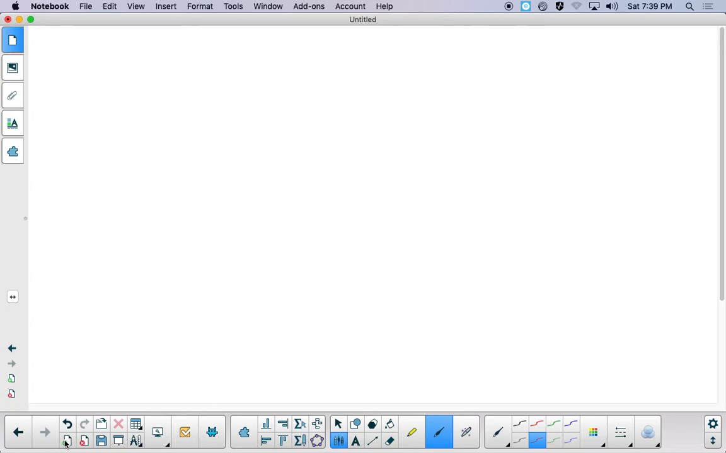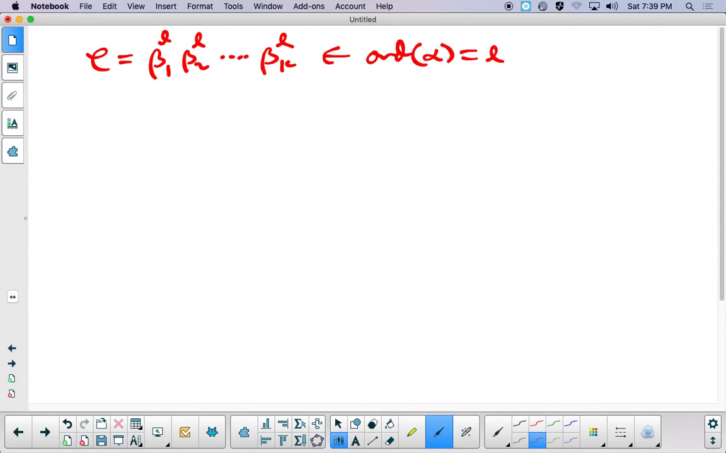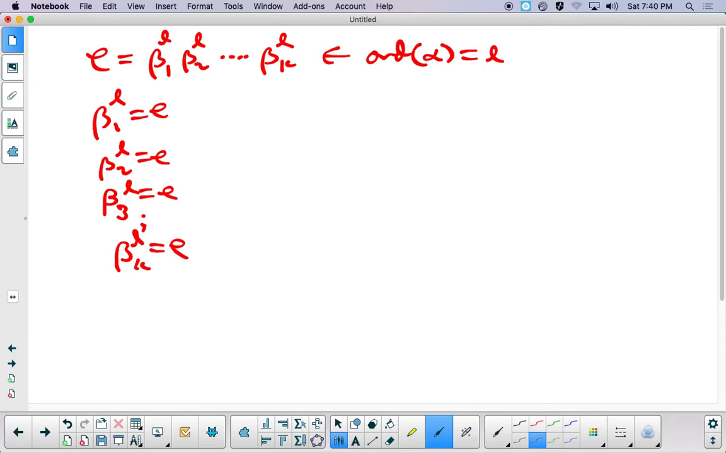Now, what I really want to do is think in terms of E being equal to beta 1 to the L, beta 2 to the L, all the way up to beta k to the L. We're doing this because we're assuming that the order of alpha is equal to L. What this means is that beta 1 to the L is going to have to be E, beta 2 to the L is going to have to be E, beta 3 to the L is going to have to be E, all the way down to beta k to the L is going to have to be E.